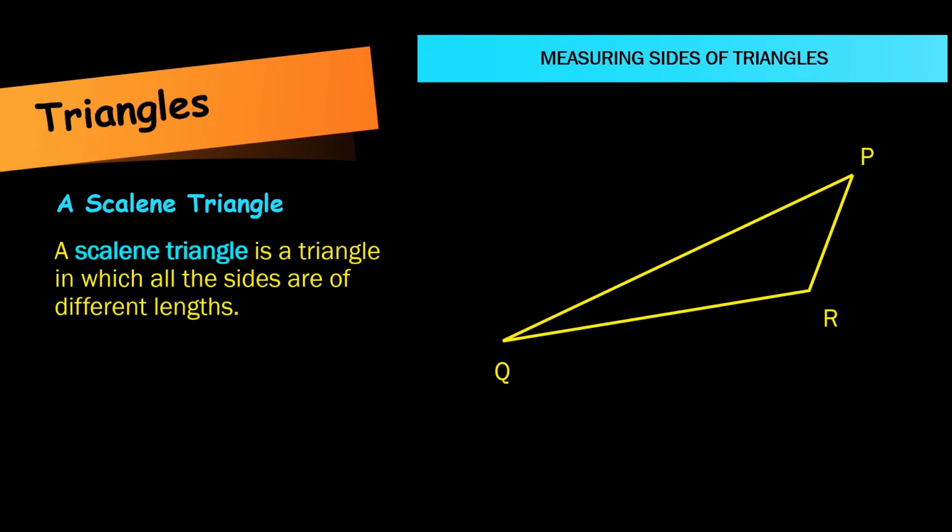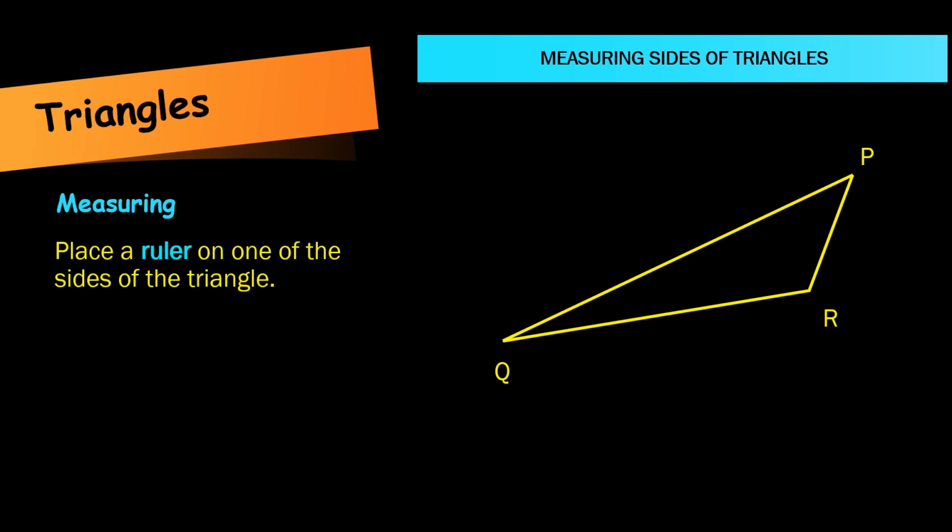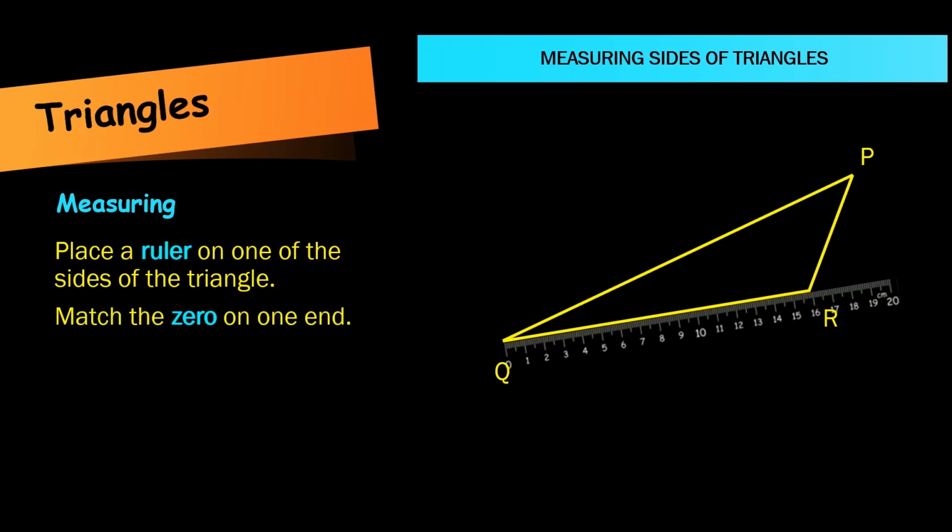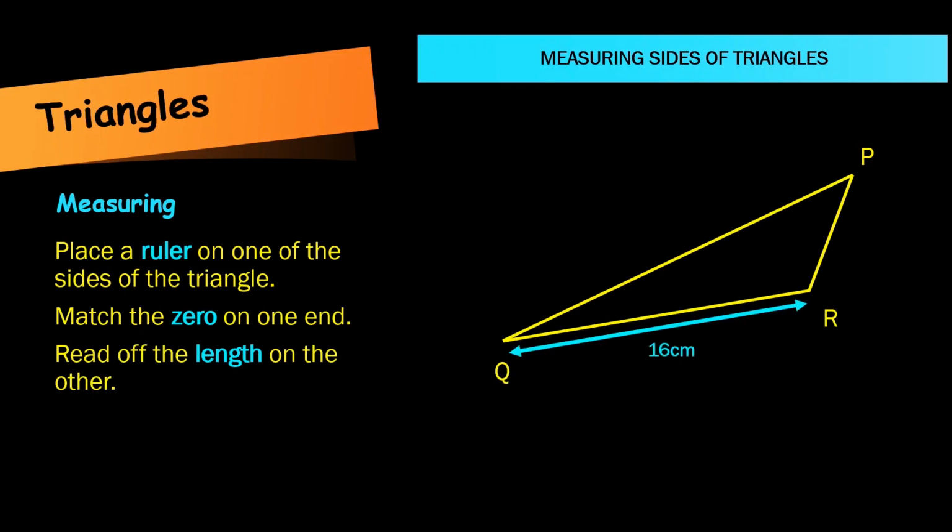In order to measure the sides of this triangle, we place a ruler on one of the sides of the triangle, as shown here. We need to match the 0 on one end, like so, and then read off the length on the other, like so. So notice that this second arrow is pointing towards the number 16. Therefore, this length is 16 centimeters.